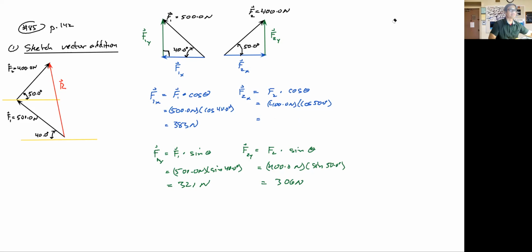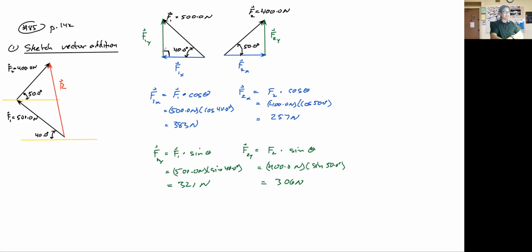Sorry. This can be 257 newtons. That's going to be cosine 50 for 257. Okay, so let me just check my math again really quickly. So cosine 50, 400, 257; sine 50, 400, 306. Okay, so there it is. Those are the x and y components of these two legs here.